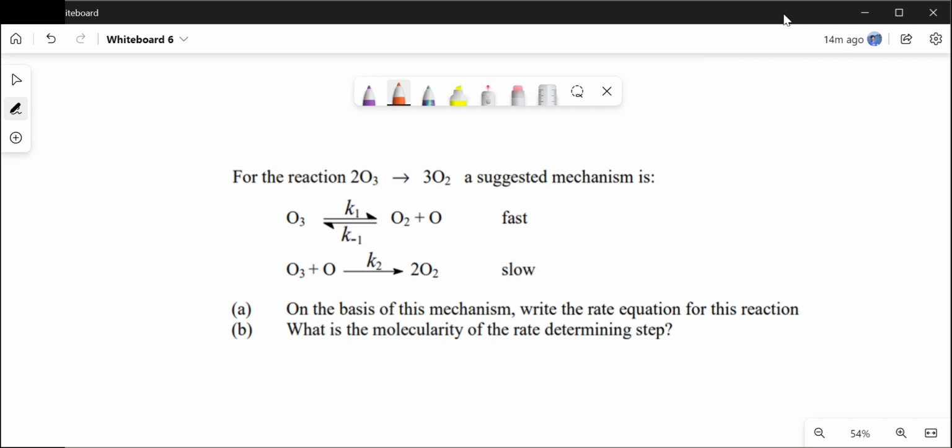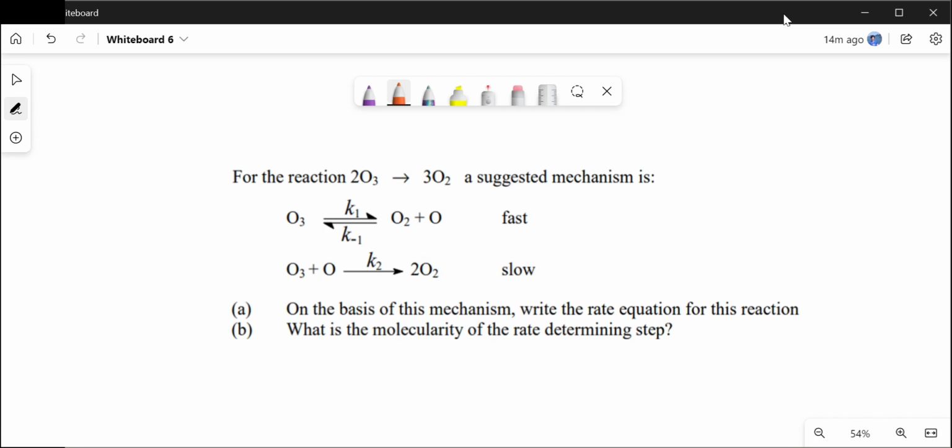So we're going to explore this reaction where we're converting ozone into oxygen. Our first set of reactions in this mechanism converts O3 into O2 plus O. That one's considered fast, with two different rate constants. The forward rate constant is K1 and the reverse rate constant is K negative 1.